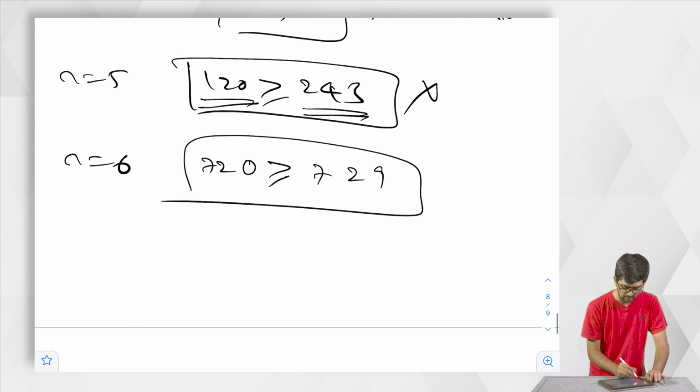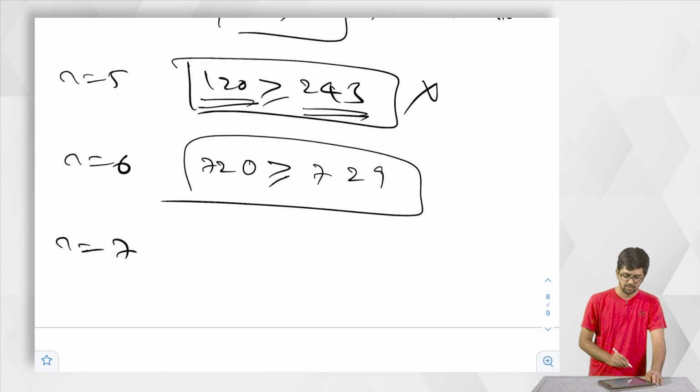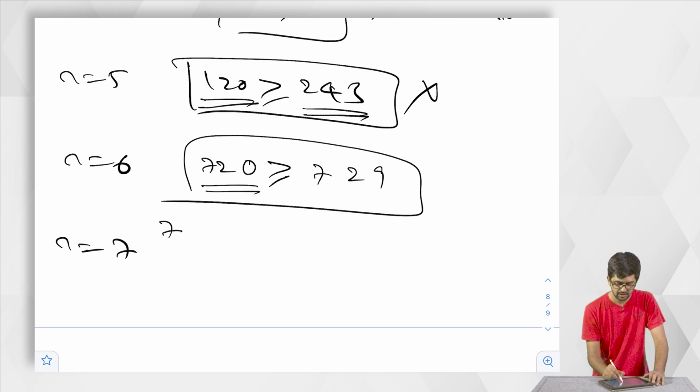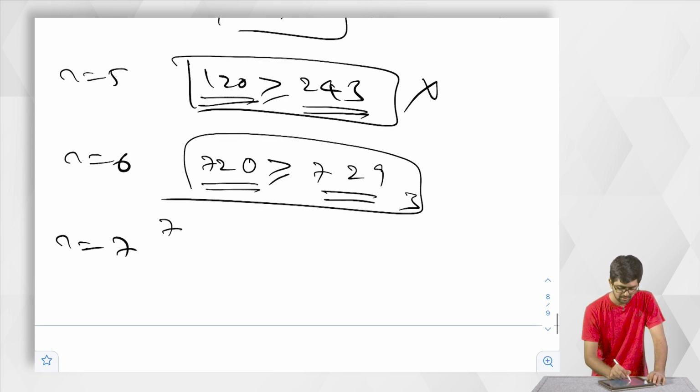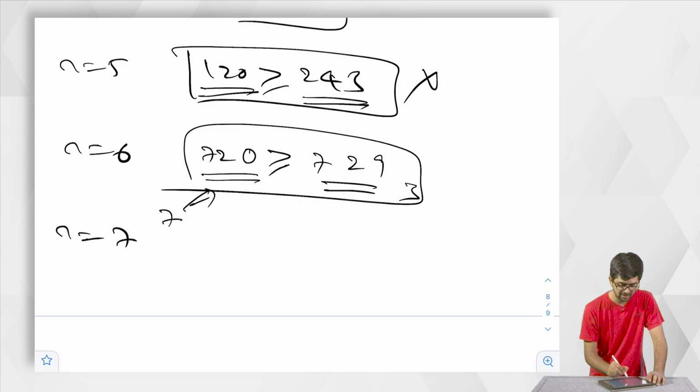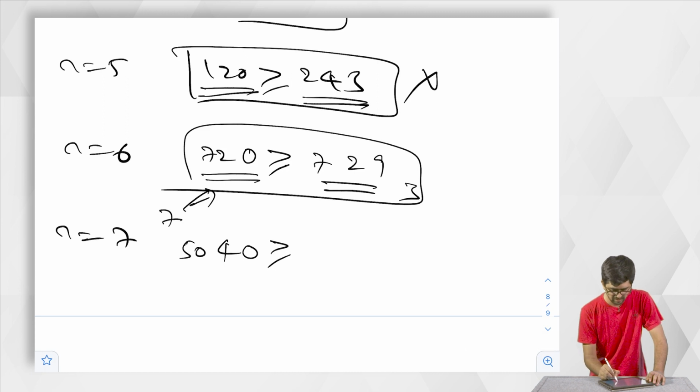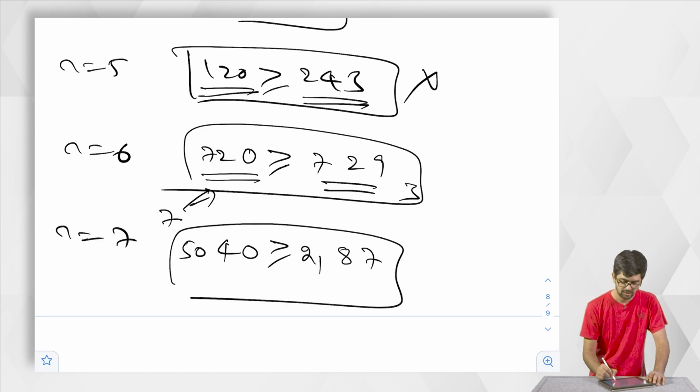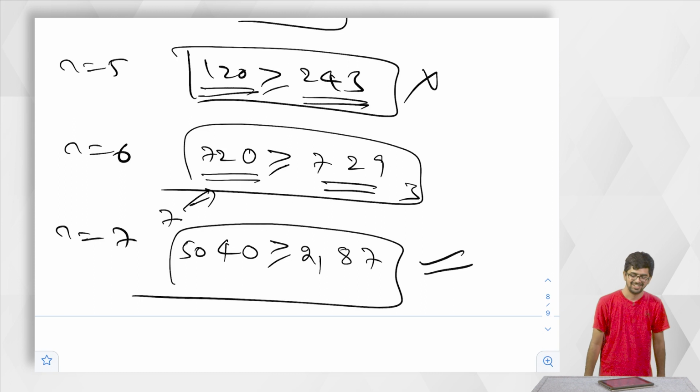Let us do one more. N is equal to 7. What I am doing is I am multiplying this thing by 7 and this thing by 3. It's slightly difficult to do here, but let us do. 7 2s are 14, 7 7s are 49, 50. Multiplying this by 3, 3 9s are 27, 3 2s are 6, 8. Oh my god, this is true.